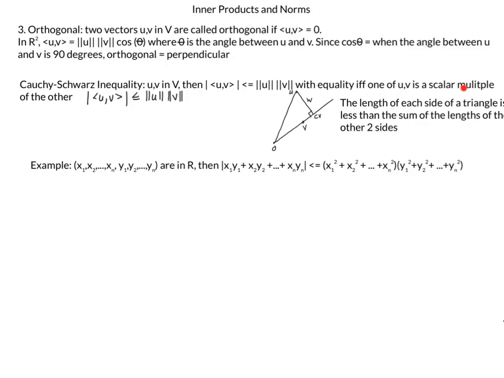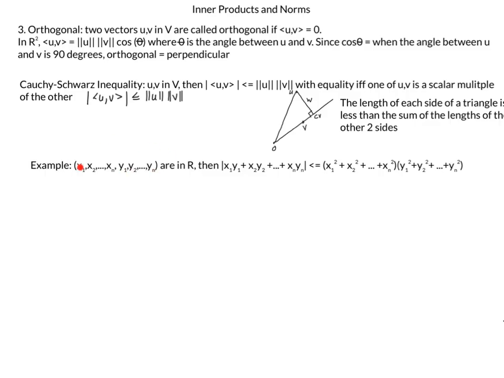I cleared out some space, put my Cauchy-Schwarz inequality here, and our example is if we have a list of scalars, x1, x2 up to xn, and scalars y1, y2 up to yn. These are real numbers here. Then we can show that the absolute value of x1 times y1 plus x2 times y2 up to xn times yn is less than or equal to the square root of x1 squared, x2 squared up to xn squared, times the square root of y1 squared, y2 squared up to yn squared.